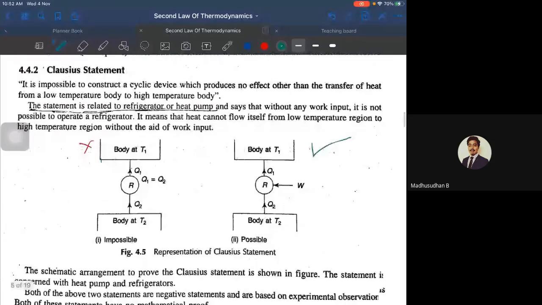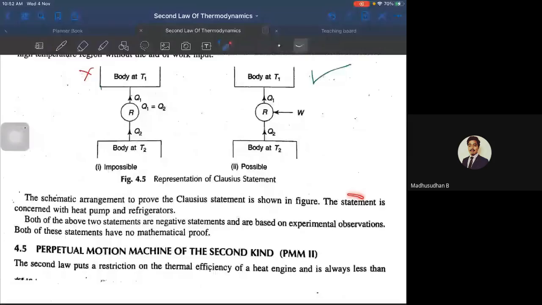Nishchat, just read out this statement. The schematic arrangement to prove the Clausius statement is shown in the figure. The statement is concerned with heat pumps and refrigerators. Both of the above two statements are negative statements.